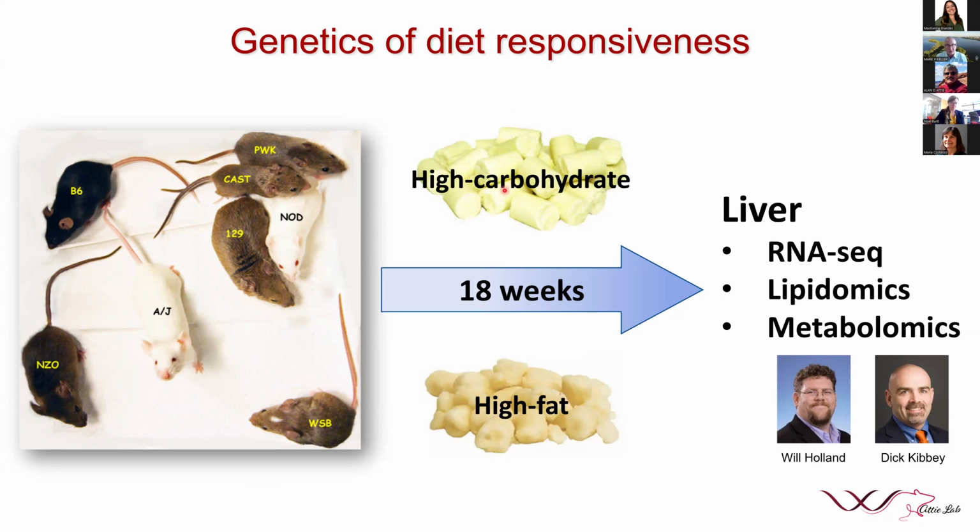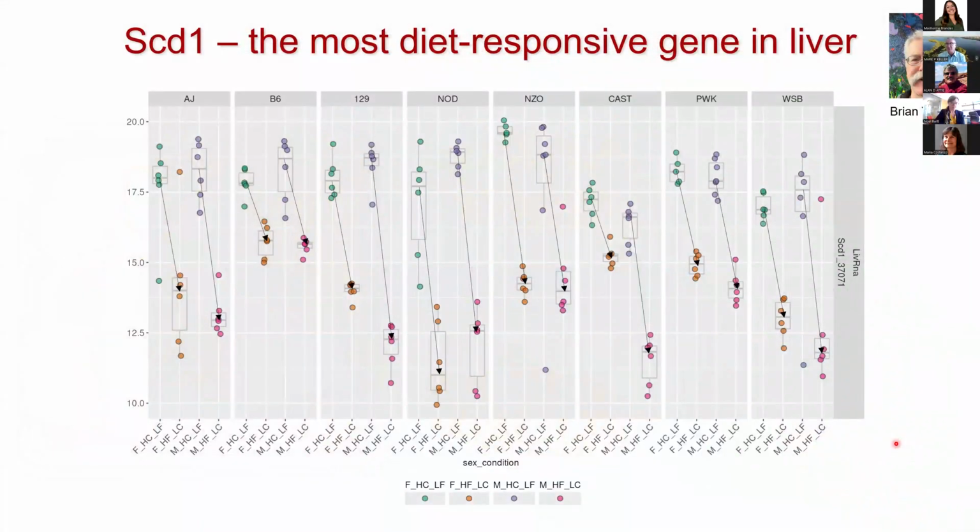So we put the mice on either a high carb or a high fat diet for 18 weeks, and then we did a number of measurements, including RNA-seq, lipomics in collaboration with Will Holland, and metabolomics in collaboration with Dick Kibbe. And I'm going to show you a few striking examples of that survey in liver. So it turns out SCD1, a well-known gene involved in lipogenesis, is the most diet responsive gene in liver. And I'm showing you in this particular plot, developed with a Shiny tool made by Brian Yandel, that in every single strain, whether the mice were female or male, and I'm just showing you AJ over here, there's a dramatic reduction in the expression of SCD1 across the board. And that's consistent with SCD1 being very, very diet responsive.